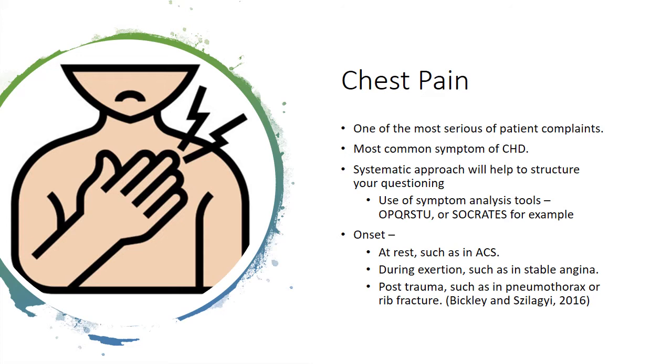Understanding the nature of the onset of the problem can be really important as quite an early way to start to differentiate between different causes. So for example, here it mentions that if the chest pain is there at rest, then that's going to be highly suggestive of acute coronary syndrome such as unstable angina or myocardial infarction. Whereas if it's only there during exertion, that might be more indicative of stable angina. We may even go on to ask the patient if they already use a GTN spray, for example, has the GTN spray relieved the pain? It mentions here post-traumatic pain might be more suggestive of something like a fractured rib or a pneumothorax.